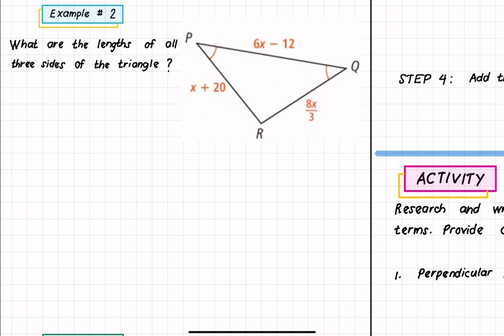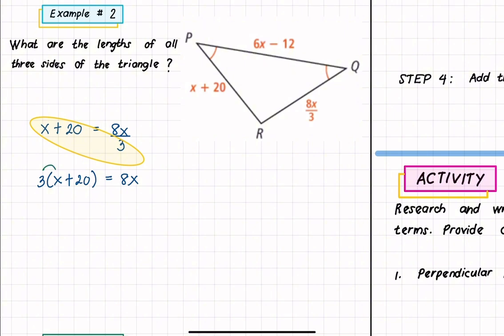Since they are congruent, we can say that x plus 20 is equal to 8x over 3. Okay, so now we're going to solve for x. Using cross multiplication, we multiply them, class. We have 3 times x plus 20 is equal to 8x.